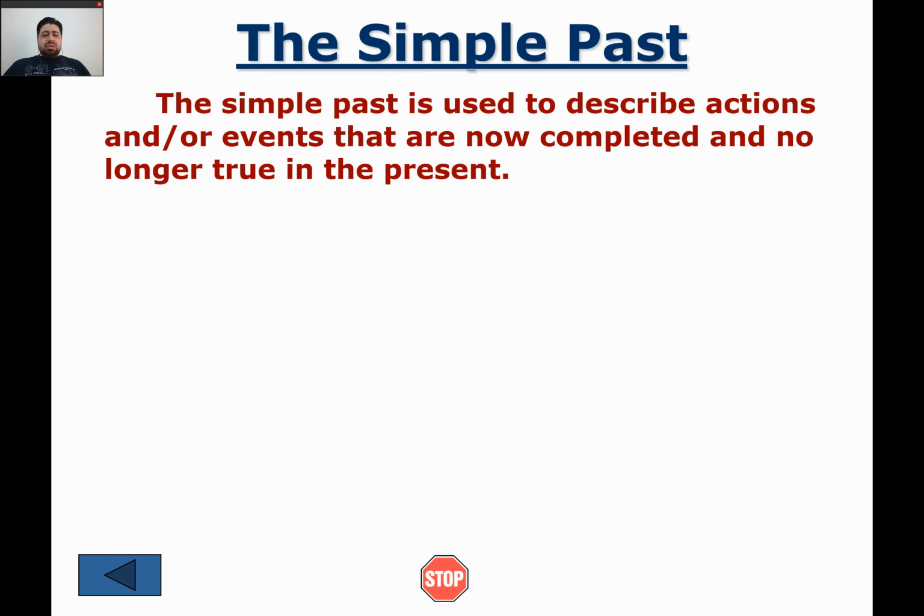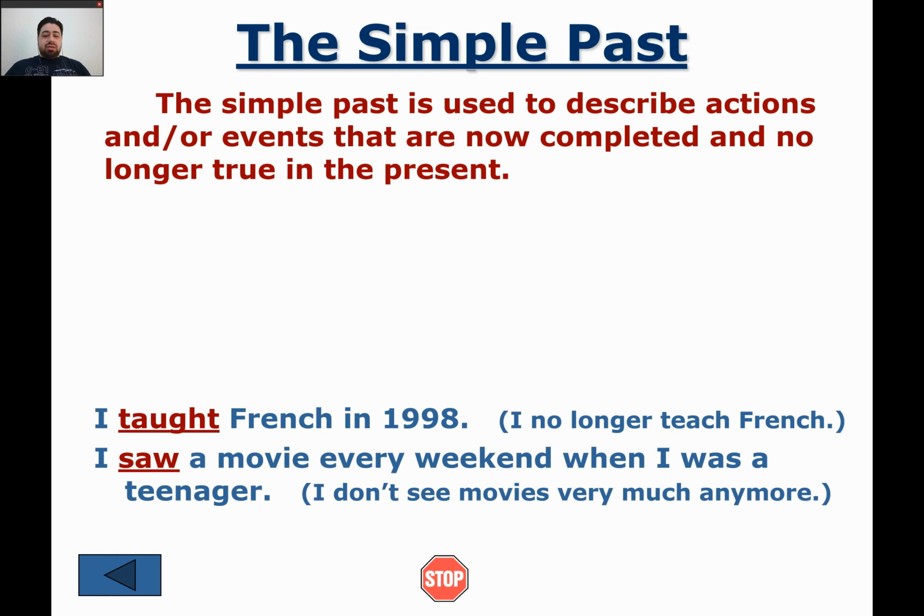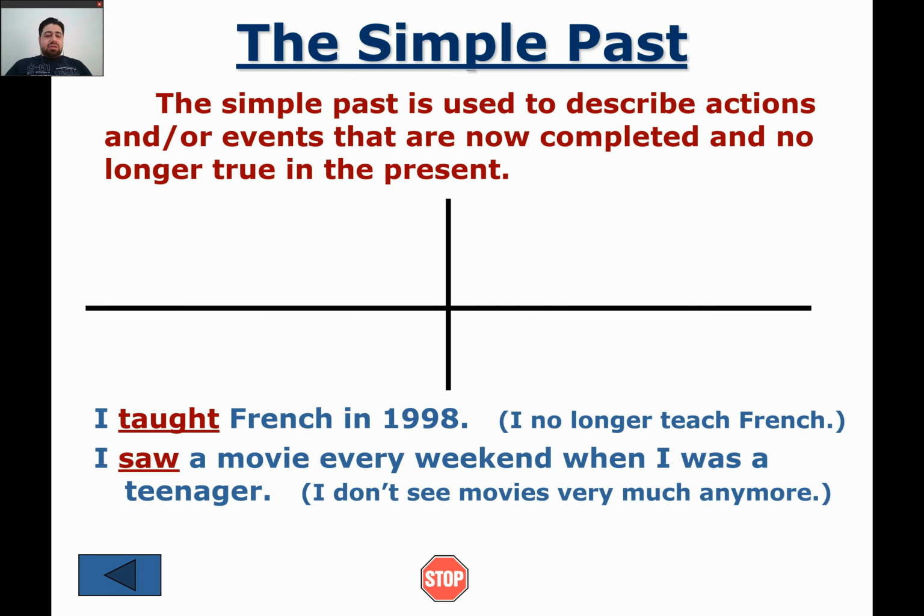Simple past is also used to describe actions that are no longer true in the present, or they are completed and we don't do them anymore. Look at these examples. If I say something like this, I taught French in 1998. I taught French in 1998. This means I no longer teach French. The action is completed and it's no longer happening. Done.